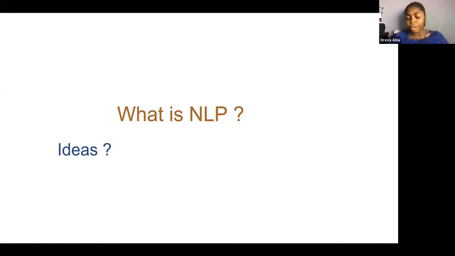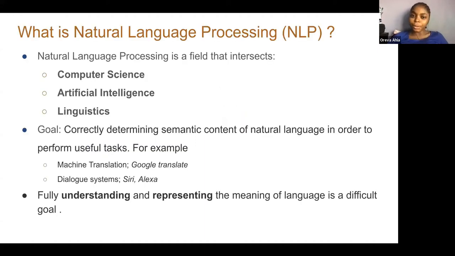Yeah, that's correct. So natural language processing. NLP is short for natural language processing. Natural language processing is a field that combines computer science, artificial intelligence, and linguistics. The goal is to correctly determine and extract semantic content from natural language in order to perform useful tasks. Natural language, like he said, could be any language: Yoruba, English, French, German, whatever language. Some examples of tasks are machine translation and dialogue systems. We'll get to that.